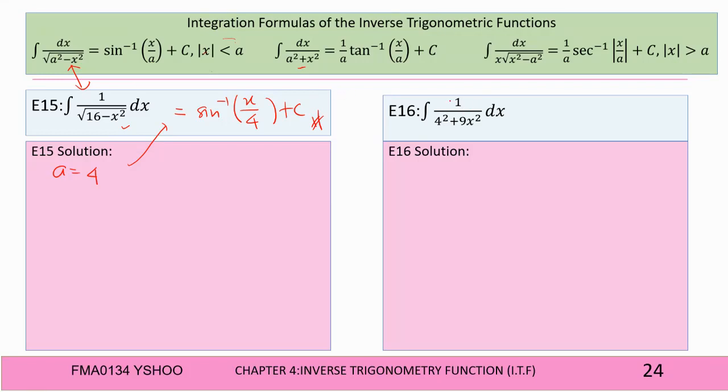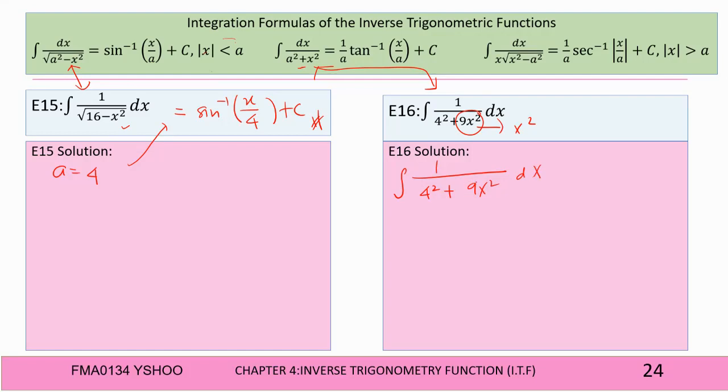Settled. Then the second equation, if you look at the difference between this one and this one: the numerator is the same, 1. This one is already 4 square, but this one is 9x square, and your formula is a square plus x square. So you need to change your 9x square to become x square so you can use this formula. How do you want to do it? A very simple way is just to factor out the 9. So I have integrate 1 over 4 square plus 9x square.